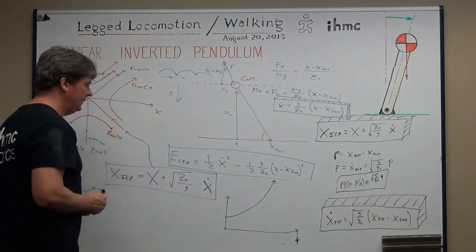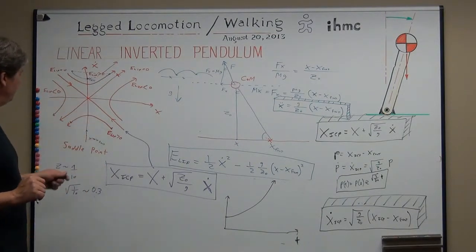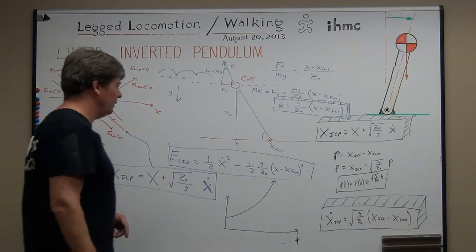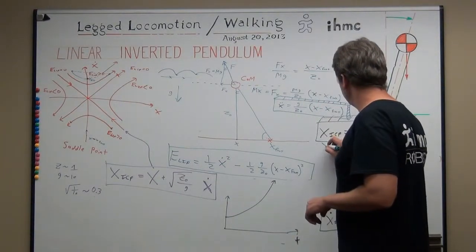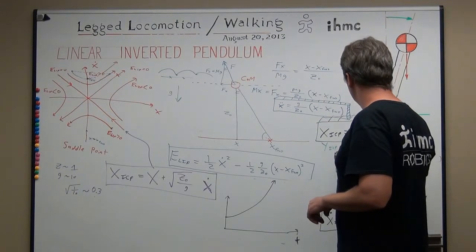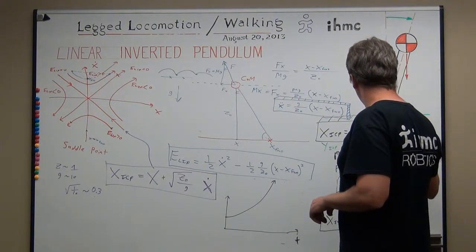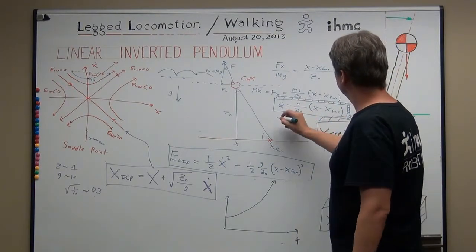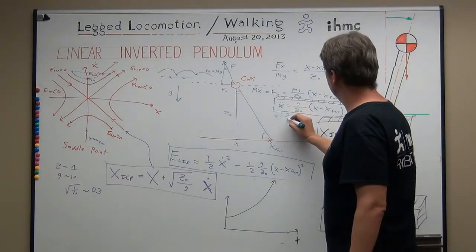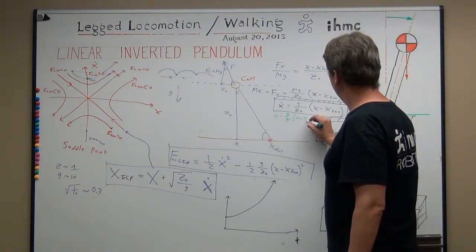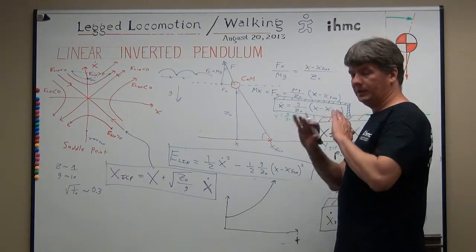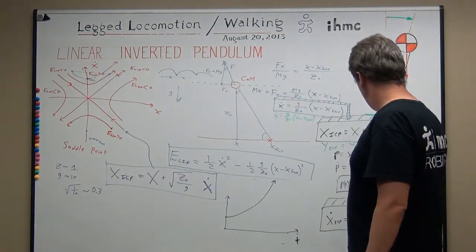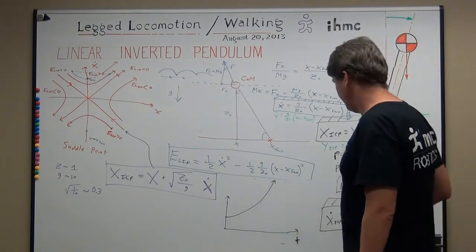Before I keep going though, let's point out another nice thing about it being linear: x and y are perfectly decoupled. So we can just add the same equations for y. Y ICP equals y plus square root of z naught over g times y dot. Same thing here, we can say that y double dot equals g over z naught times y minus y foot. And the two dimensions are completely decoupled. And y dot ICP is going to be the same thing here.